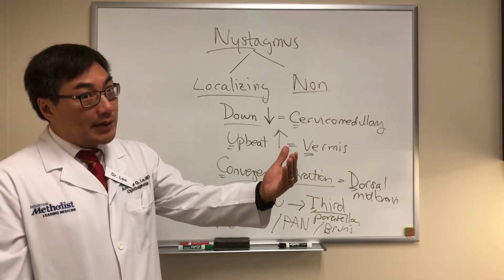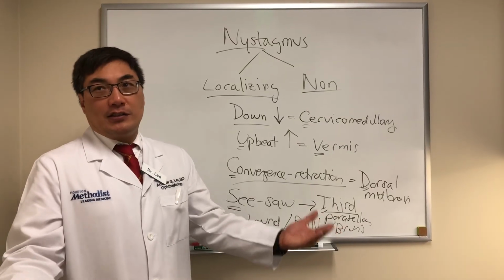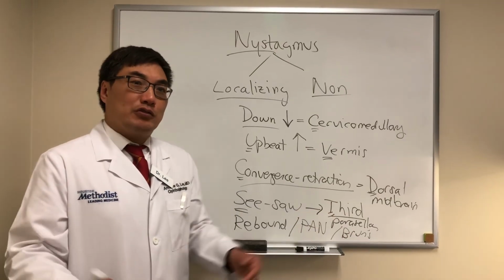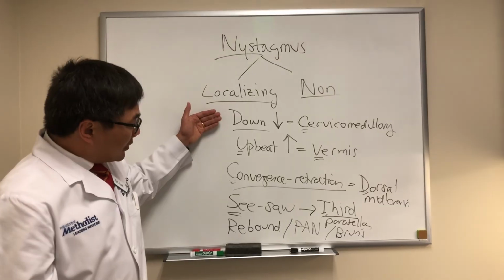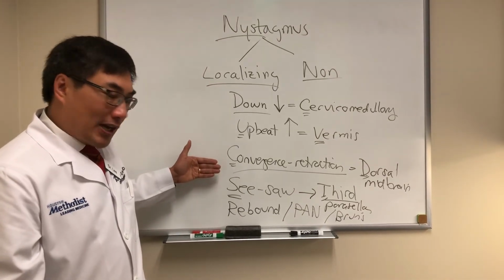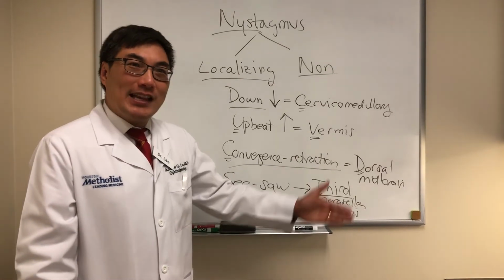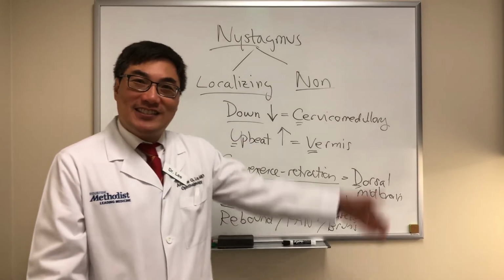All of the other forms of nystagmus are not localizing. MRI posterior fossa, drugs, toxins, that's what you should be thinking about. So in terms of localization, you really should be thinking about downbeat, upbeat, convergence retraction, seesaw, rebound, periodic alternating nystagmus, and the Bruns-Cushing nystagmus. Everybody else is non-localizing.